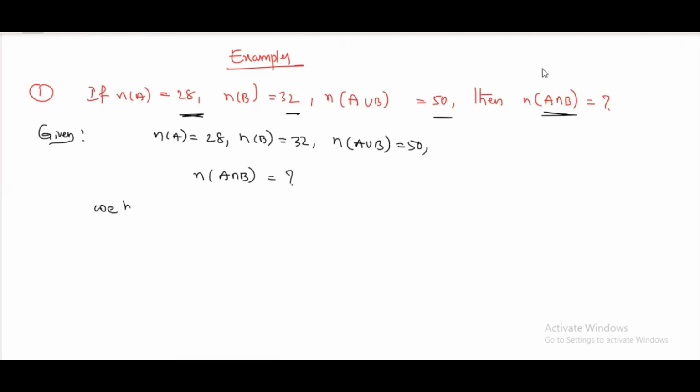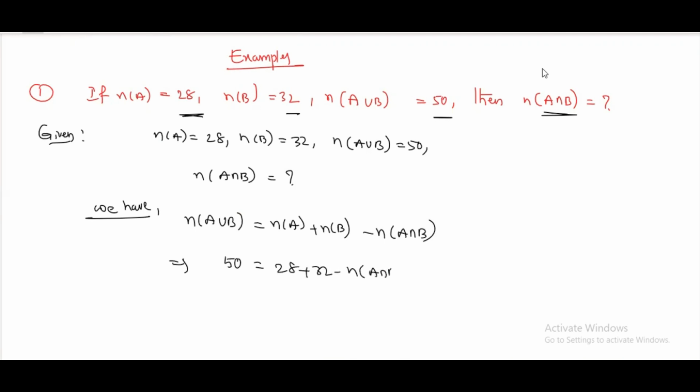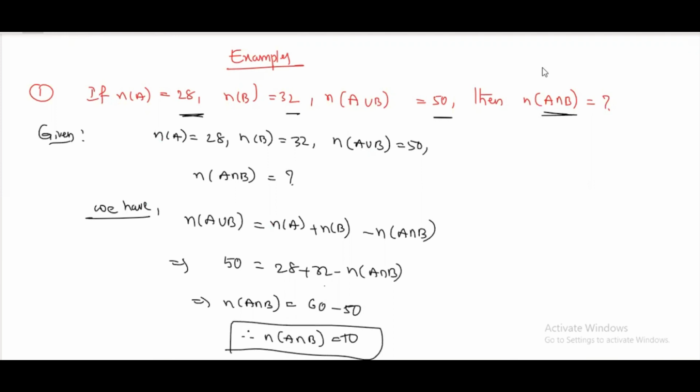So we have the formula n(A ∪ B) = n(A) + n(B) − n(A ∩ B). Let's substitute the values in this. 50 = 28 + 32 − n(A ∩ B). So from here we will get n(A ∩ B) = 28 + 32 is 60, 60 − 50. Therefore n(A ∩ B) will be 10. So this is the way we can solve the problem.